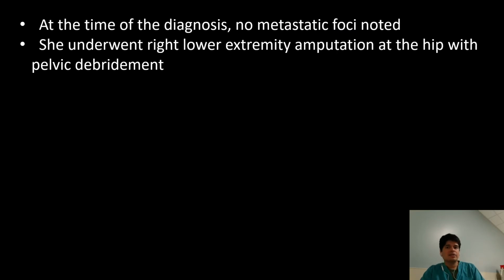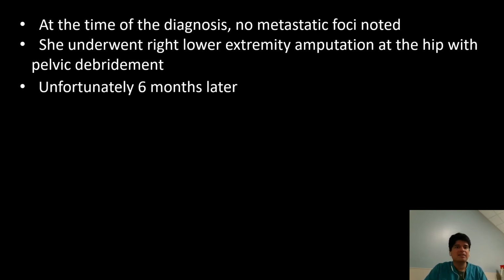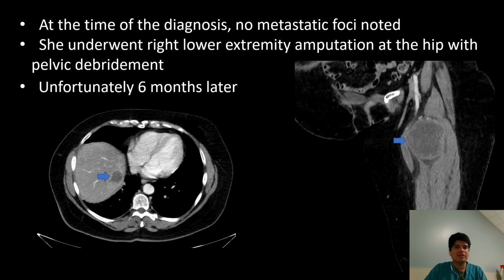At the time of the diagnosis, she had no other mets on any of the cross-sectional images that we did of the head, chest, abdomen, and pelvis. So she went ahead with a complete right lower extremity amputation with disarticulation of her right hip with debridement. But sadly, 6 months later, we see this. She has mets in her liver and mets in her left thigh. And as you can see, this right hip has been disarticulated.